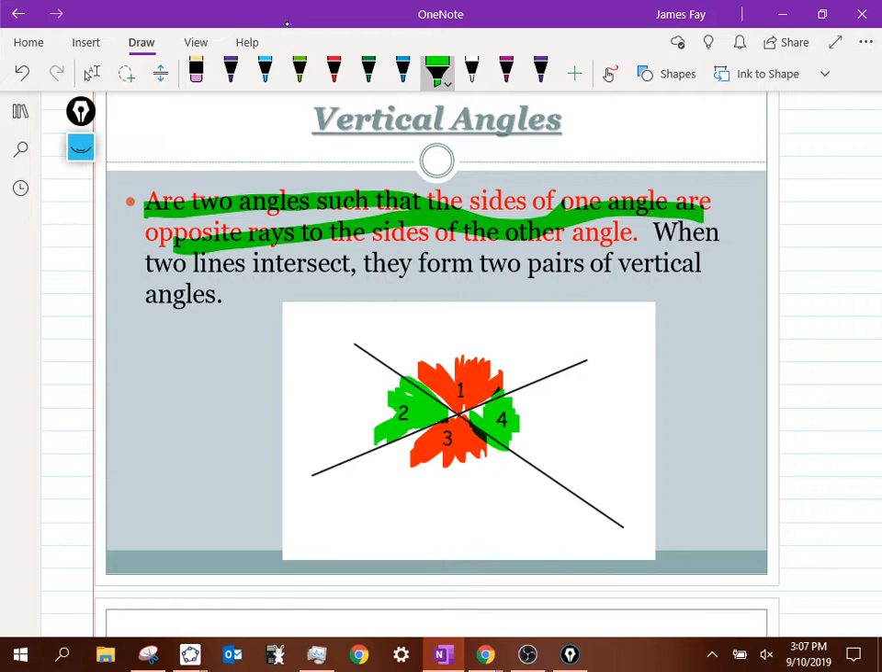Vertical angles, adjacent angles, those things become very, very important to us. We're going to use them over and over again. It's going to be important for us to identify them.